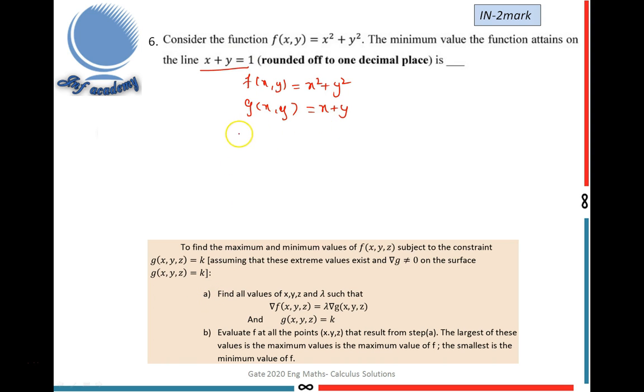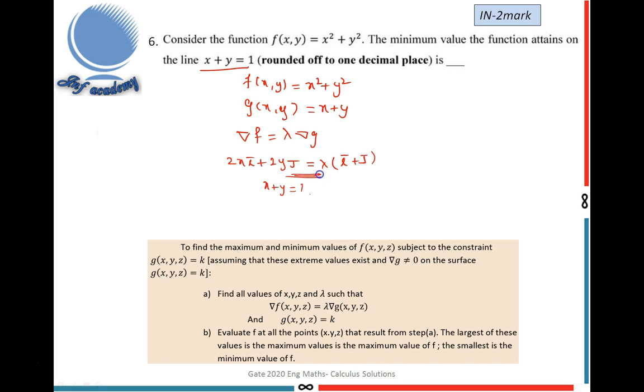The first step is equating del f equal to lambda del g. What is del f? Gradient of f. That is dou f by dou x into i vector, that is 2x i vector, plus dou f by dou y into j vector, 2y j vector. This is equal to lambda into dou g by dou x i vector, that is 1 i vector, dou g by dou y j vector, that is 1 j vector. And here I use g of x comma y equal to k, also x plus y equal to 1.